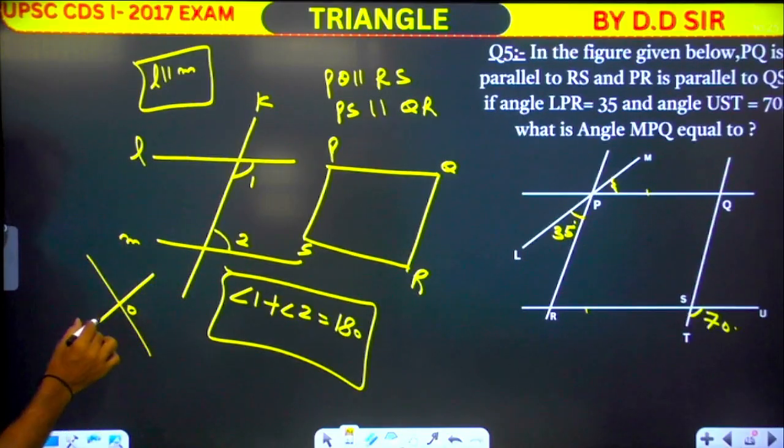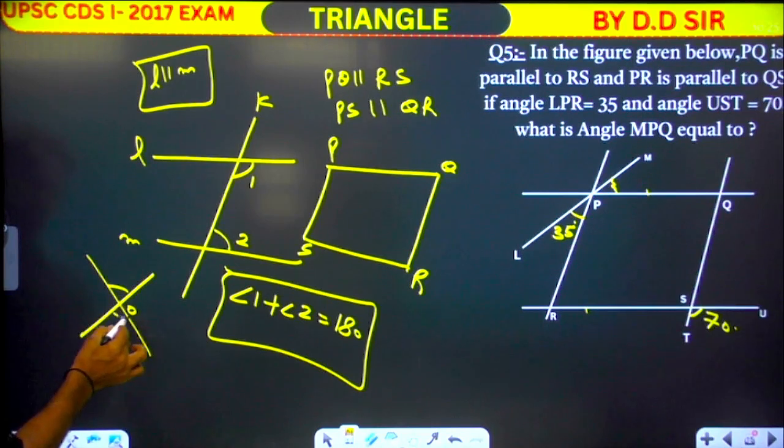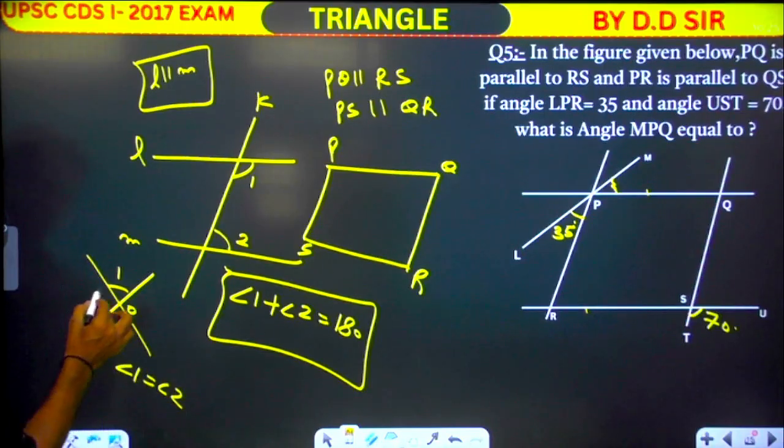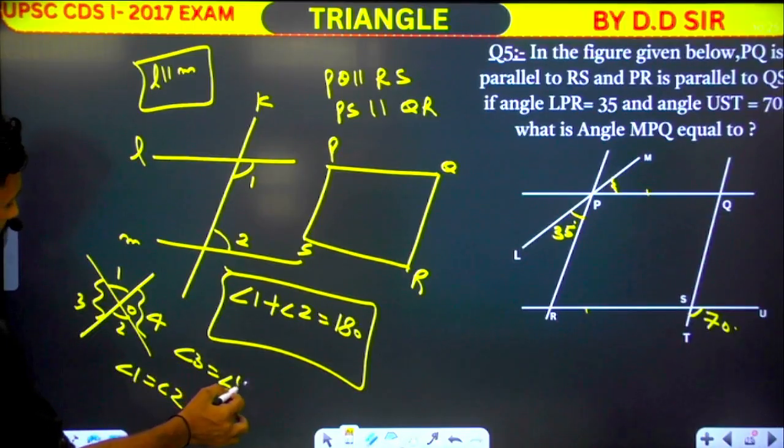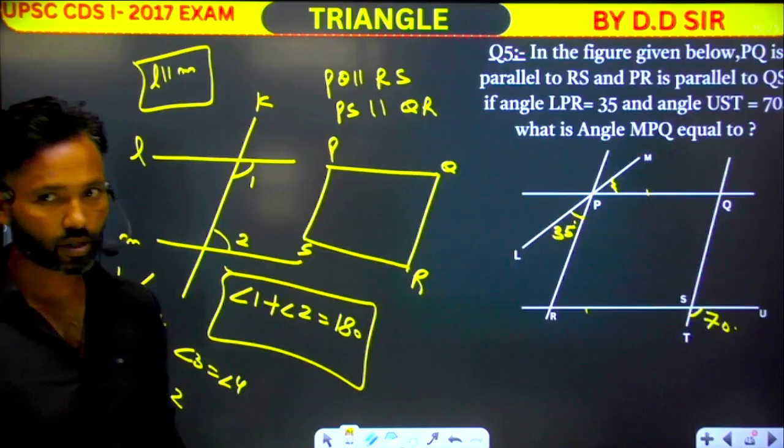Okay, so in that case opposite angles will be equal. Suppose this is angle 1, this angle 2: angle 1 will be equal to angle 2. And this angle 3, this angle 4: I can say angle 3 will be equal to angle 4. So always remember this also.